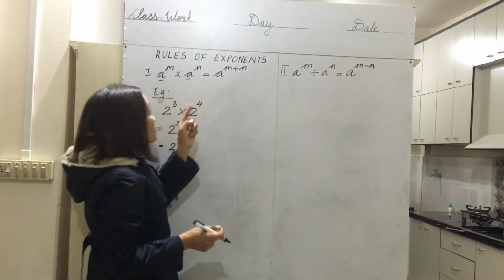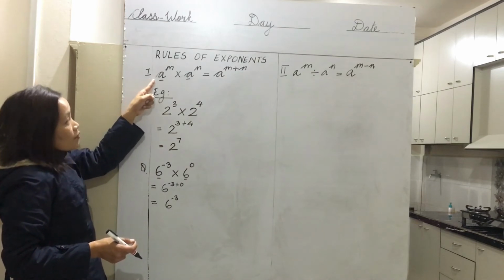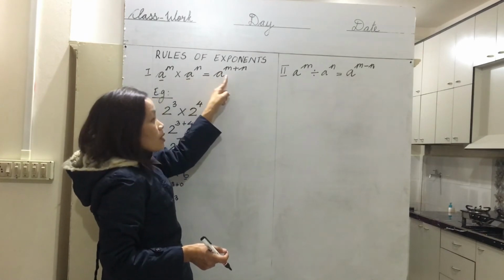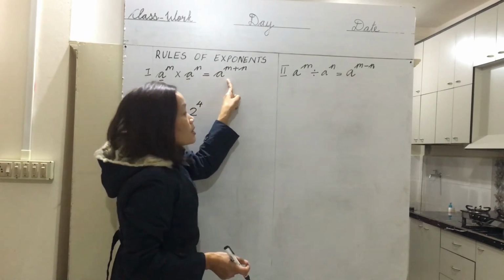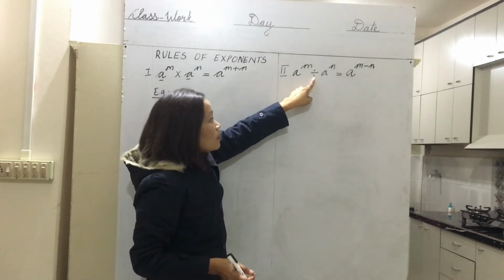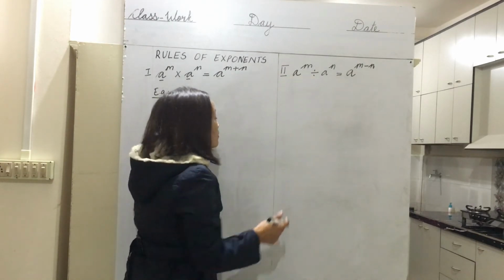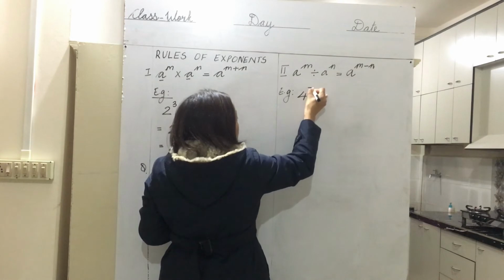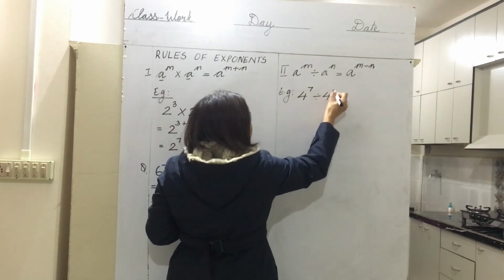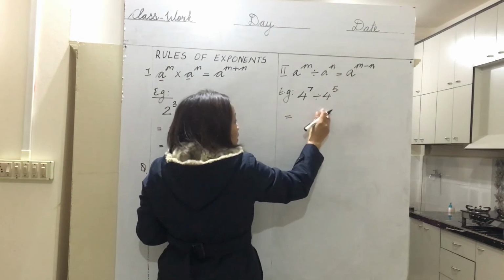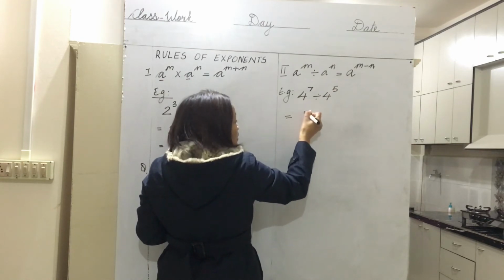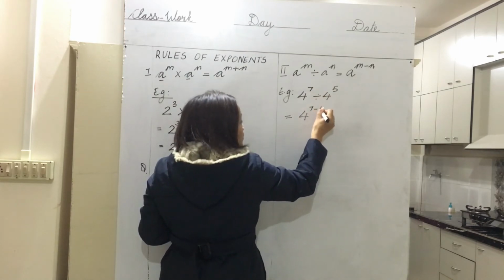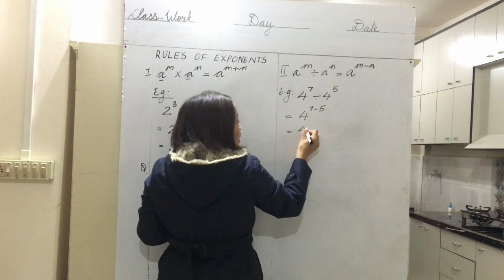Look, compare this with rule number 1. In rule number 1, when we have same bases with different powers, we add their powers, right? Multiplication, and the powers we add. So this is also the thing here. Division, we subtract their powers, right? Let's take one example. 4 to the power 7 divided by 4 to the power 5. Here, as we said, when we apply the rules of exponent, we take the base for one time and then subtract their powers. Since this is division, we will be subtracting their powers. So 4 to the power 2.